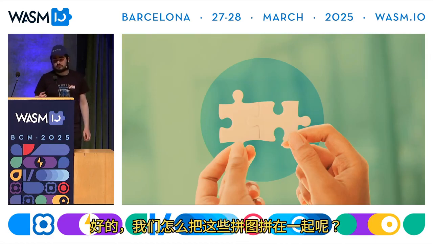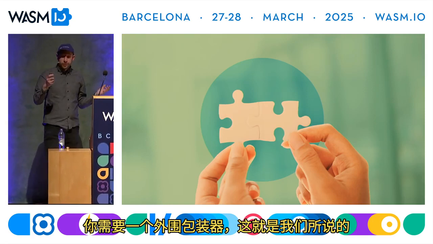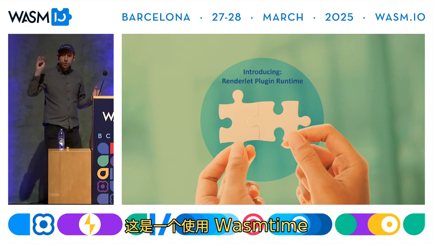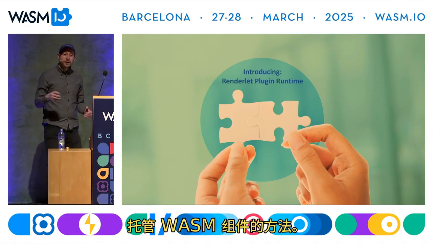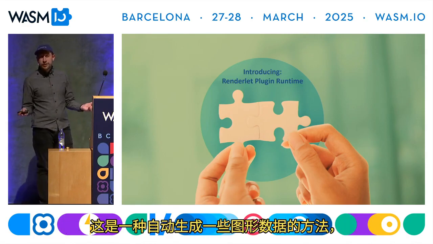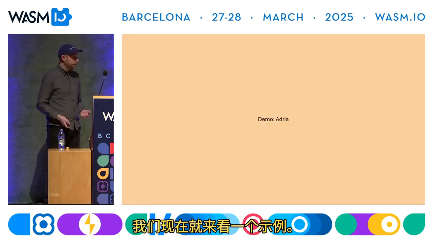OK, so how do we plug these puzzle pieces together? You need a surrounding wrapper, and this is what we were calling the renderlet plugin runtime. It's a way to host Wasm components using Wasmtime. It's a way to do all that DX12 mapping on the GPU. It's a way to automatically generate some of that graphics data yourself, so you can very easily slot this into a game, which we're going to see an example of right now.